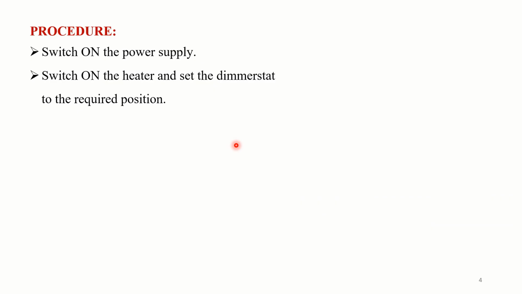First, you need to switch on the main, and then you have to set the dimmer start position to adjust the power input to heater. And you need to note down voltmeter and ammeter reading. Allow the necessary time for the system to stabilize.